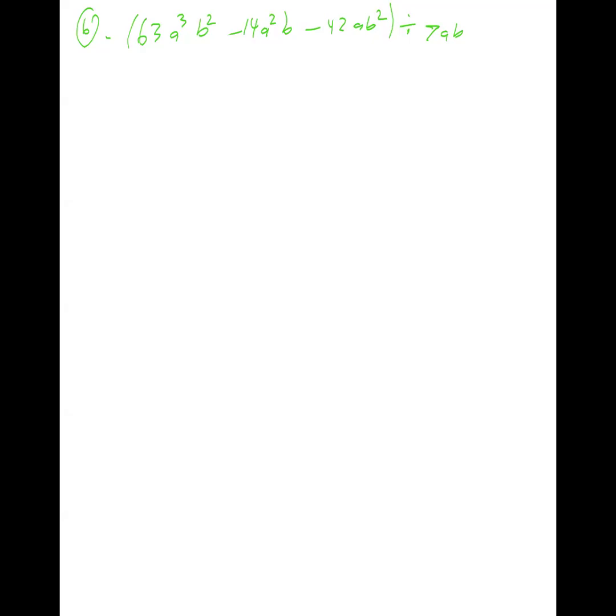So 63 divided by 7 is 9, and then a to the third divided by a is a to the 2. B squared divided by b is just b. Minus 14 divided by 7 is 2. A squared divided by a is just a. B divided by b is nothing, and then negative 42 divided by 7 is 6. A divided by a is nothing, and then b squared divided by b is b. So the answer is 9a squared b minus 2a minus 6b.